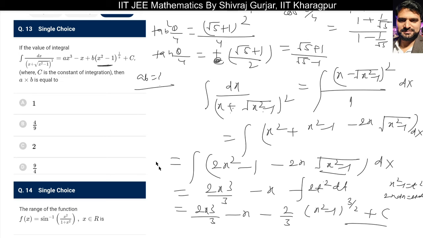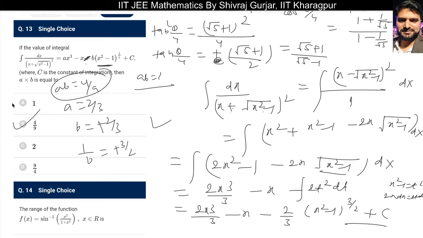Now compare these two. So a is equal to 2 by 3, minus x is minus x. B is minus 2 by 3. 1 by b will be minus 3 by 2. But this is plus 3 by 2. So I think यहाँ पे it should be minus. Then b will be plus 2 by 3. 1 by b, I think there is some printing mistake. There will be minus 1 by b. Then what will be ab? Ab will be 2 by 3 का whole square, so 4 by 9. So b is the answer.